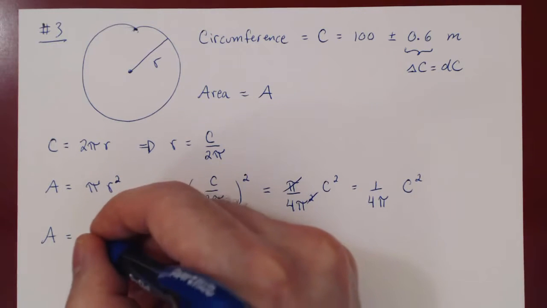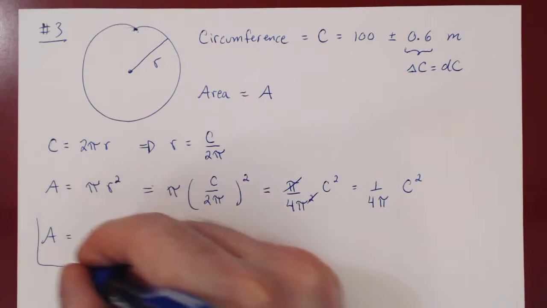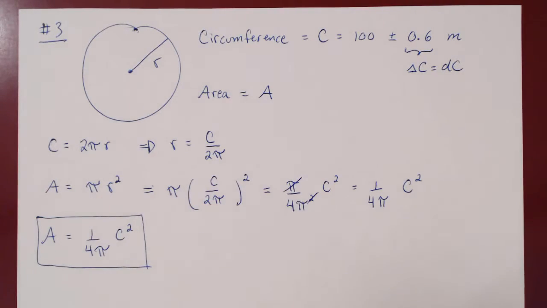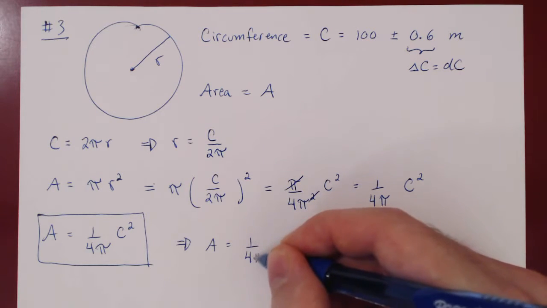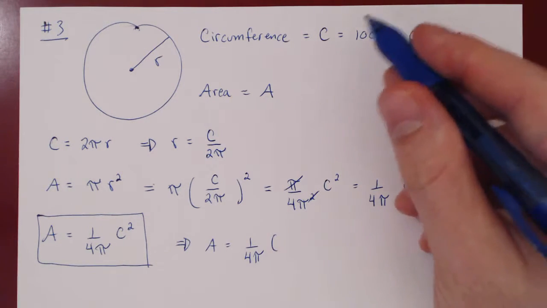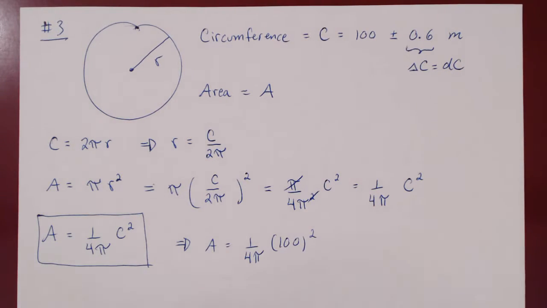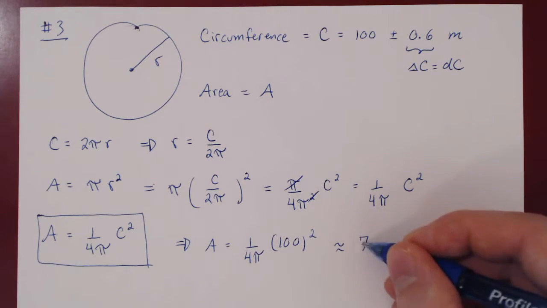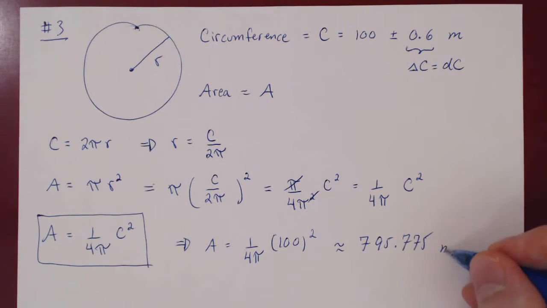So our area function is 1 over 4 pi times the circumference squared. As always, let's find the value for the area, then find the uncertainty. So the area in this case will be 1 over 4 pi times the circumference we found to be 100 meters. If you compute this, 100 squared is 10,000 over 4 pi, you'll find approximately 795 meters squared. And that's the value for your area.